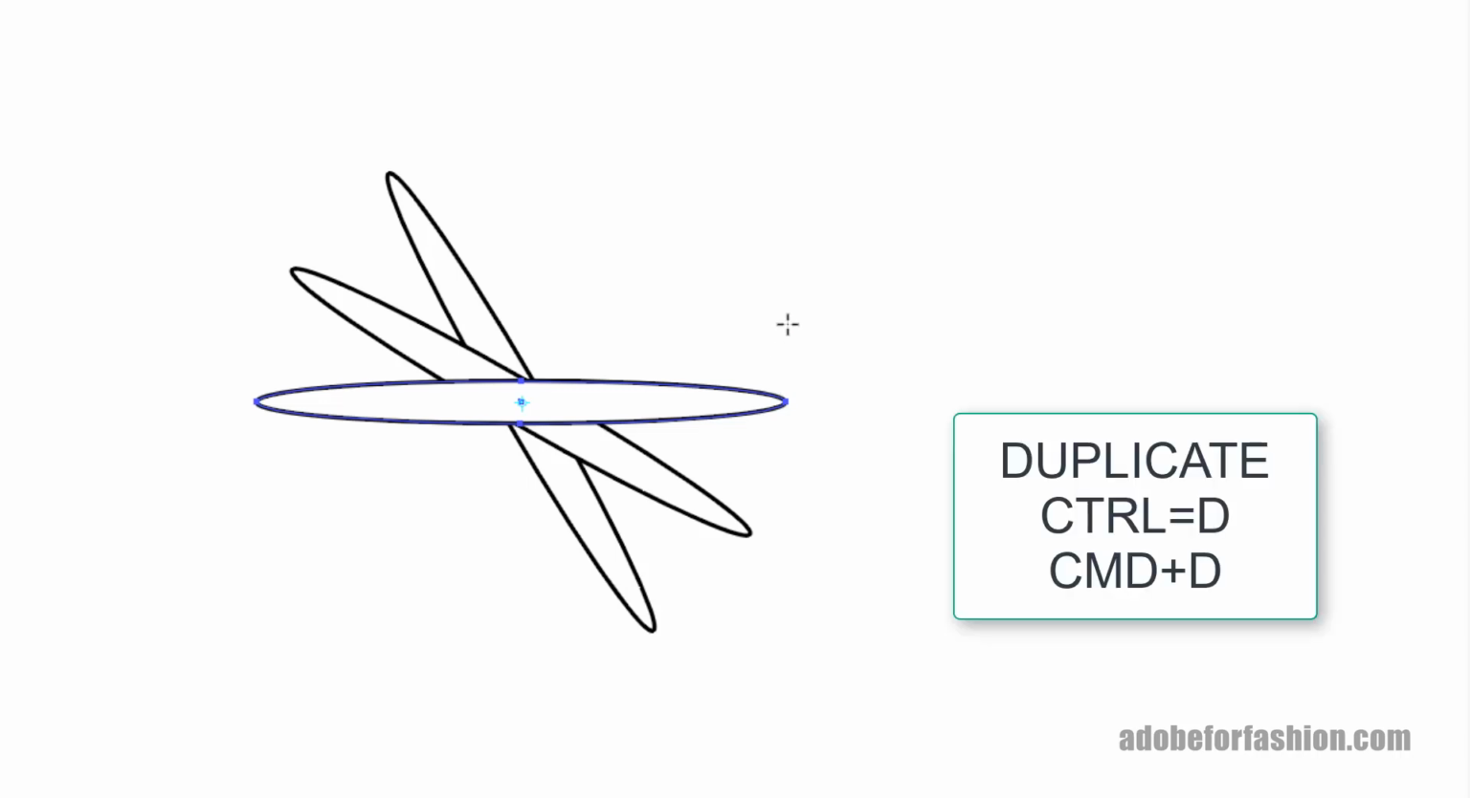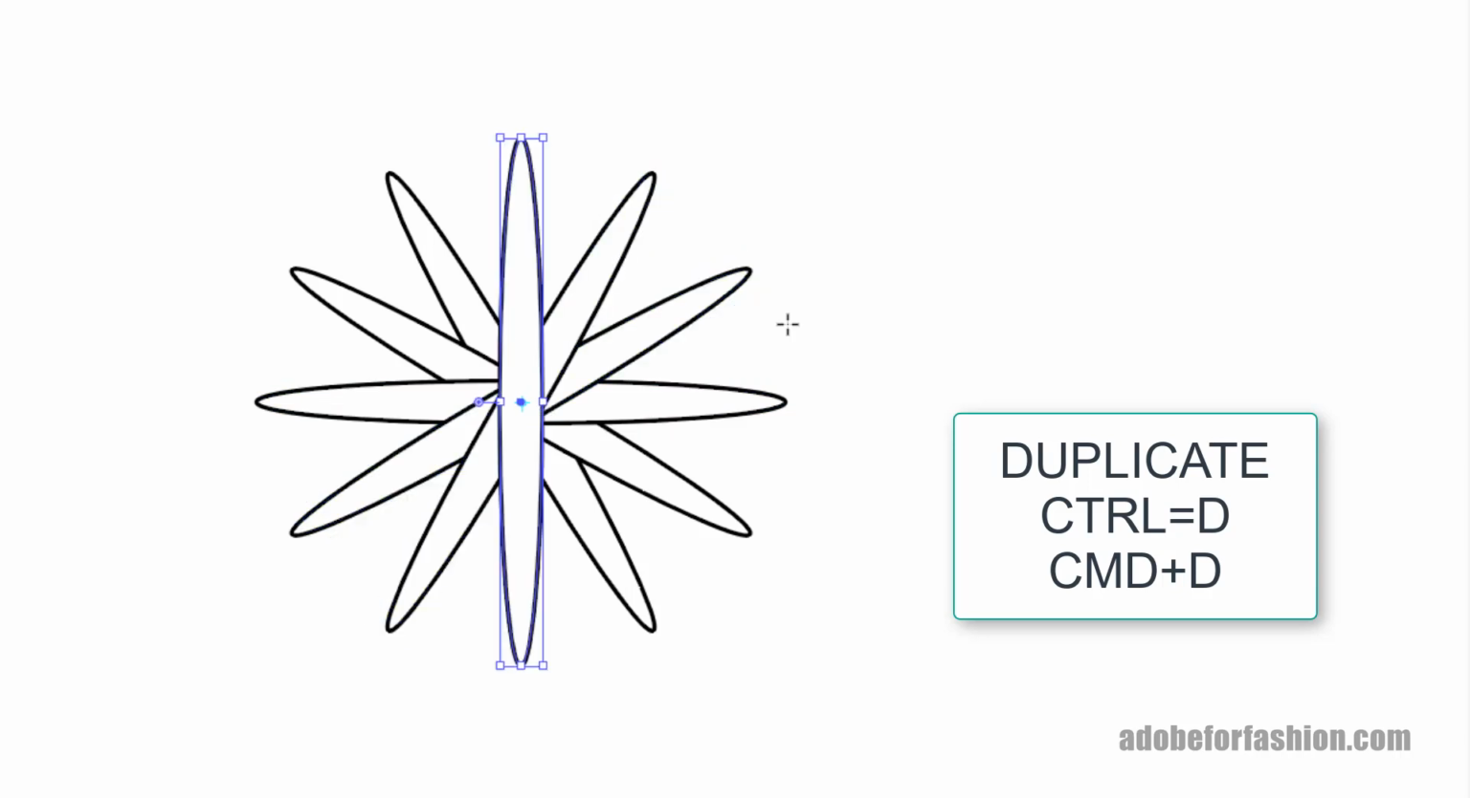If I want to continue rotating this all the way around, I can duplicate the last thing I did, which is Control or Command D. So there you go, and I duplicated it the rest of the way around.